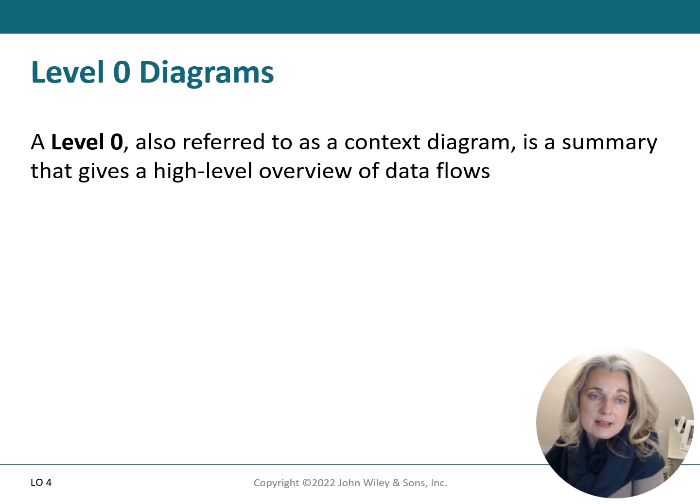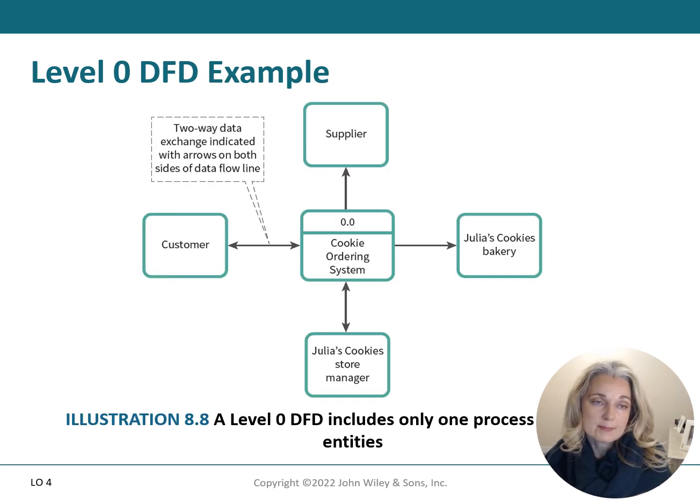So the first level is level 0, and these are also referred to as context diagrams, and they're just a summary that gives a high-level overview of the data flows. Here we have an example of a level 0 data flow. We have customers, suppliers, Julia's Cookies Bakery, and Julia's store manager. And we have the cookie ordering system and how all these stakeholders are impacted by it.